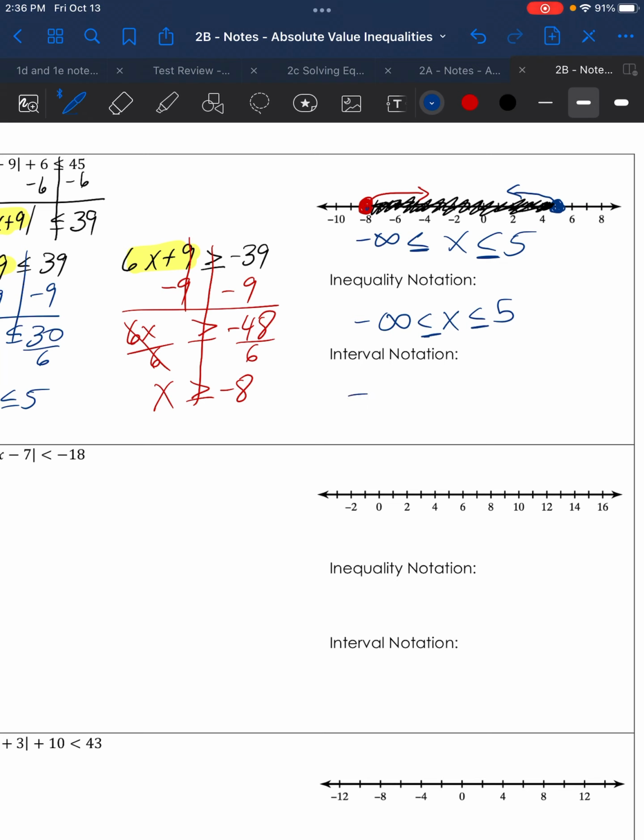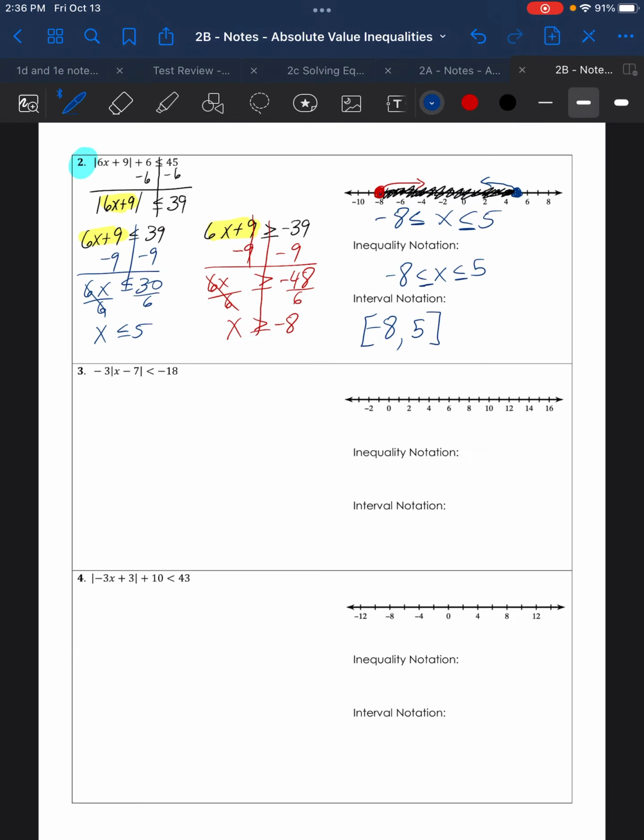Interval notation, so why did I put -infinity? Oh my gosh. Sorry guys, it's a Friday. It should be -8. My goodness. Oh my gosh, I almost did it again. -8. So -8, it is equal to, so bracket, to 5.